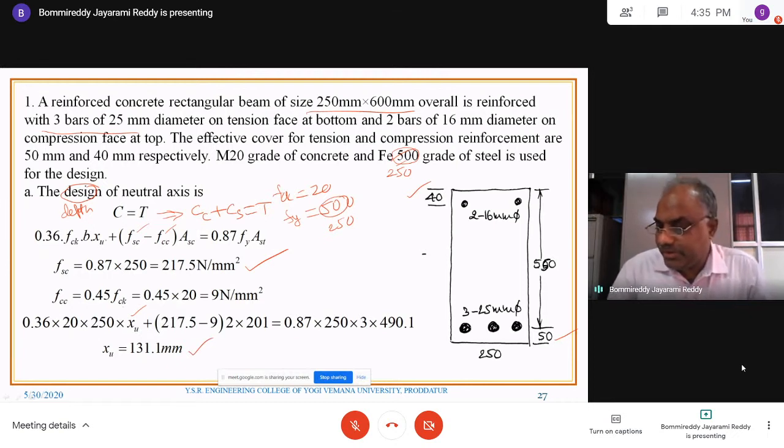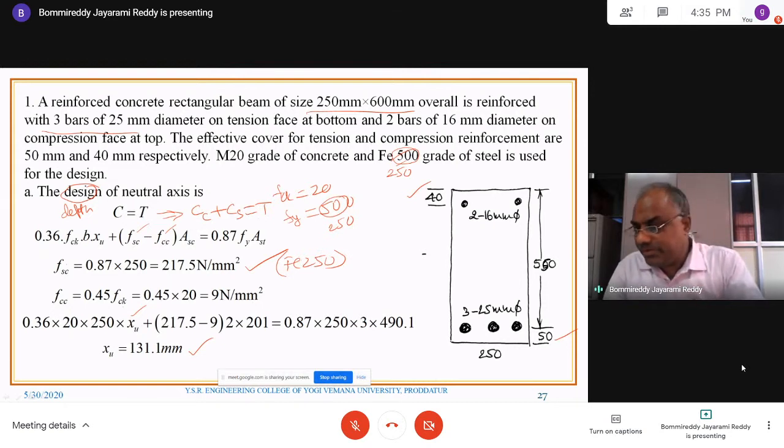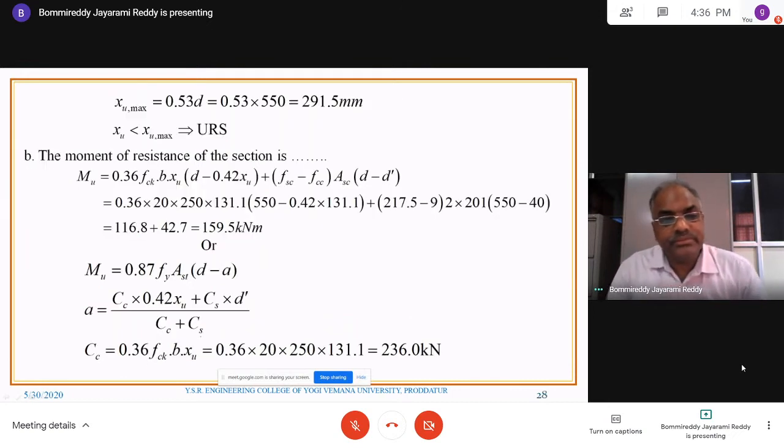So here the important thing is how to calculate fsc, how to calculate fcc. fsc is nothing but 0.87 times fy, in the case of Fe 250 grade steel only. fcc is 0.45 fck. If the grade of steel is other than this, I will tell you how to calculate this. So based on this xu value, this may be the question in the examination. Or sometimes the question may be to find out xu maximum, 0.53d, because it is Fe 250 and 295.